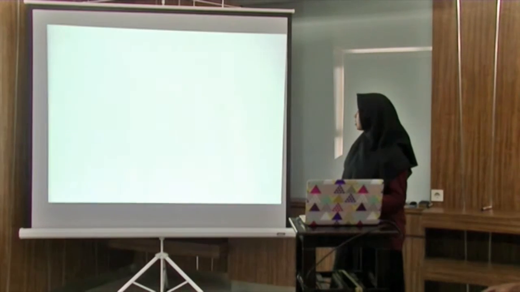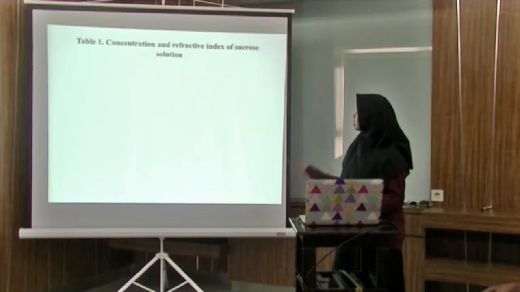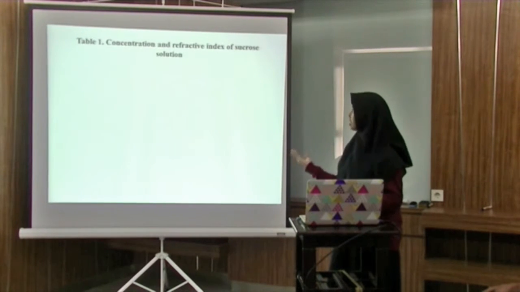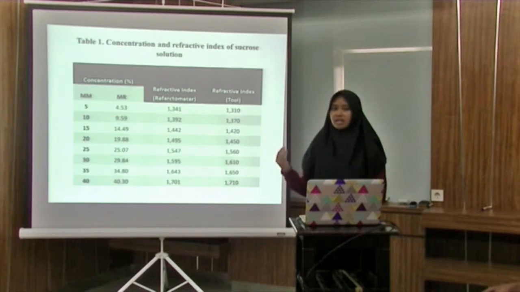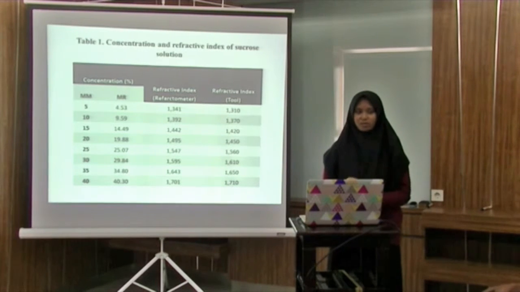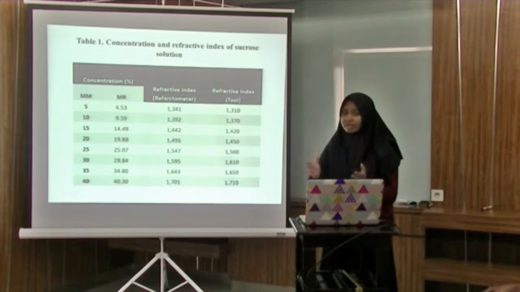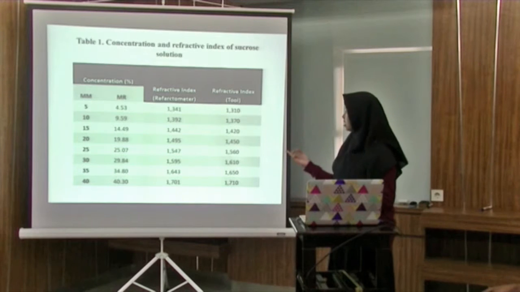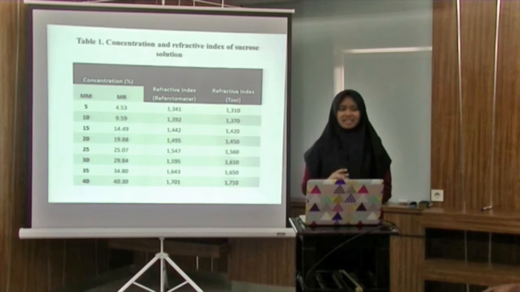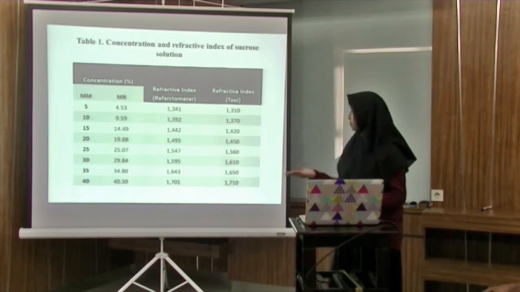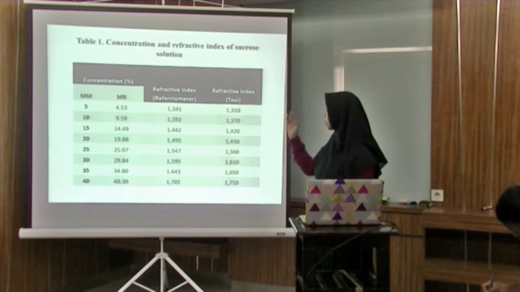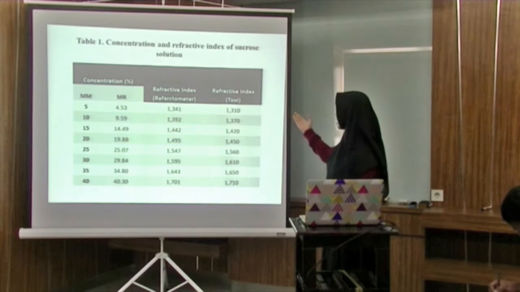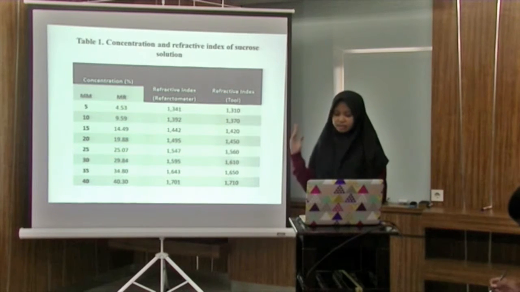This is the result. This is a table showing the concentration and refractive index of sucrose solution. So, MM is the concentration of the sucrose when we first make it, but MR is the concentration when we use the refractometer. And we can see the refractive index when we use the refractometer and the refractive index when we use the tools or instrument.